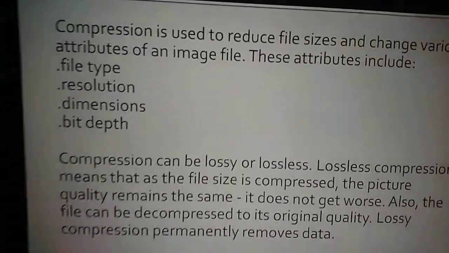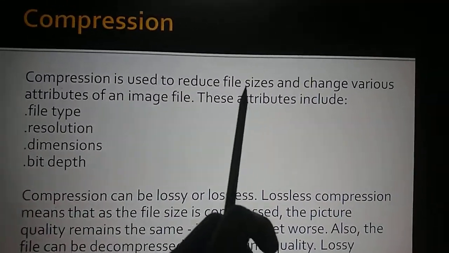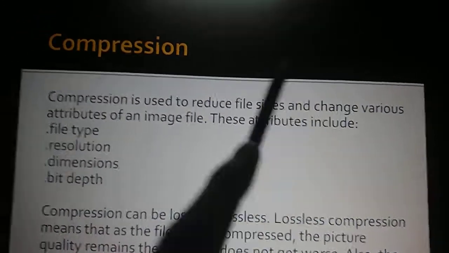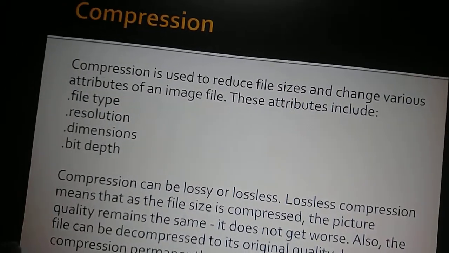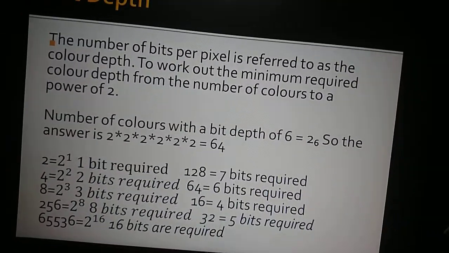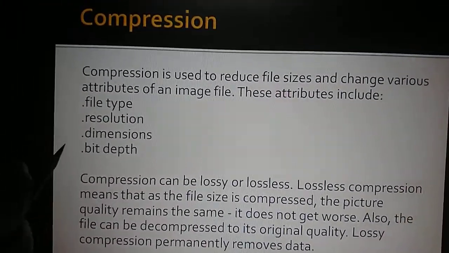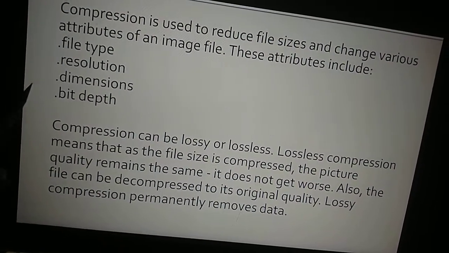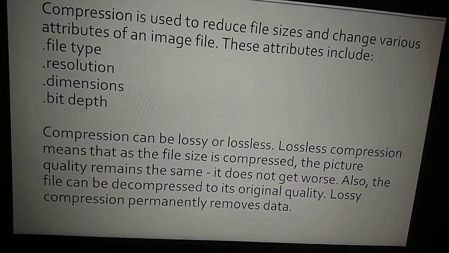So compression, how file sizes are reduced. Compression is used to reduce file sizes and change various attributes of an image file. These attributes include file type, resolution, dimensions, and bit depth. So this was the bit depth, and it can be decreased by compression. As you can see here, the file type may also change, the resolution goes down, the dimensions may change, and the actual image may get smaller.